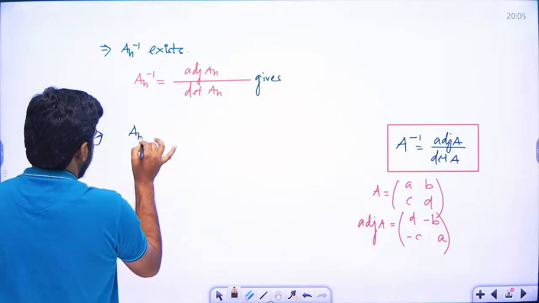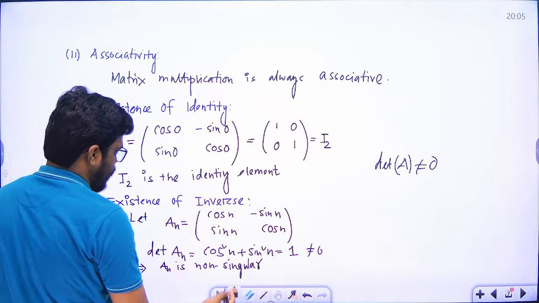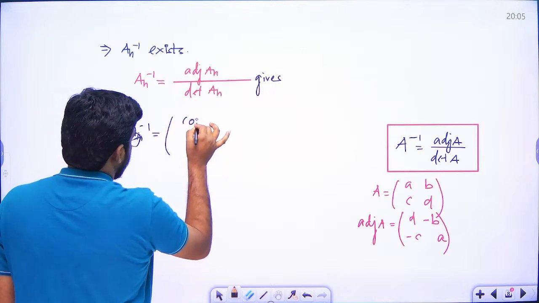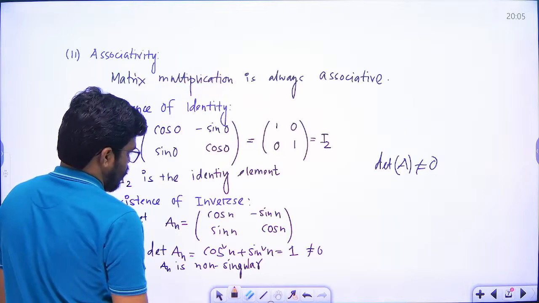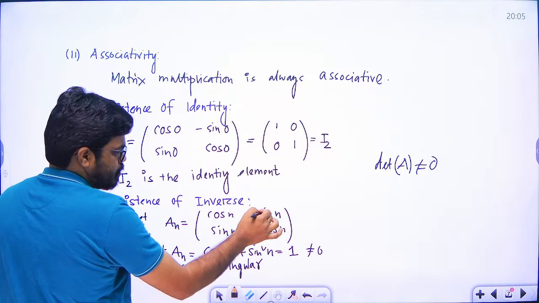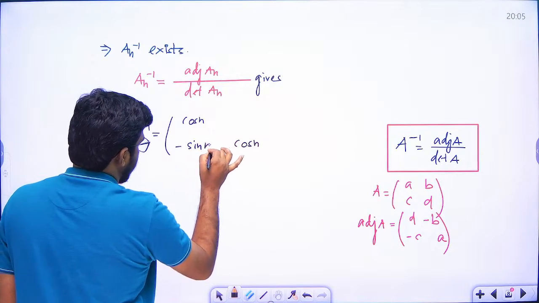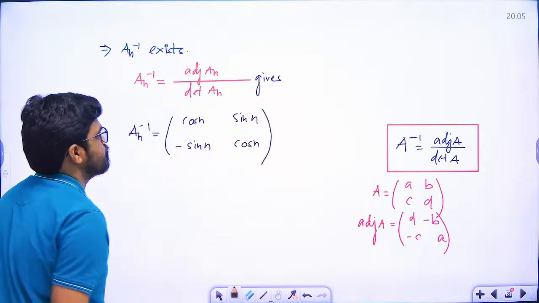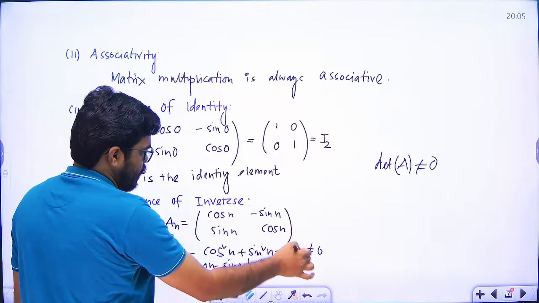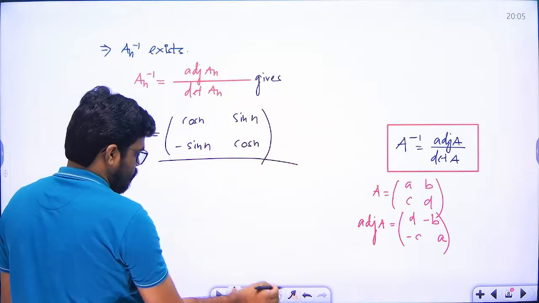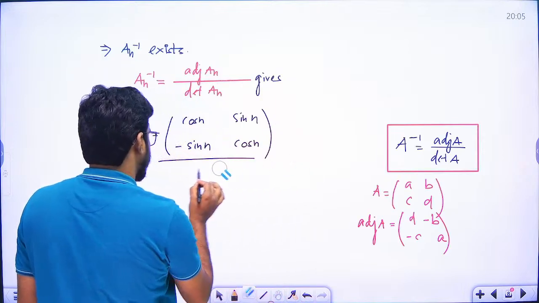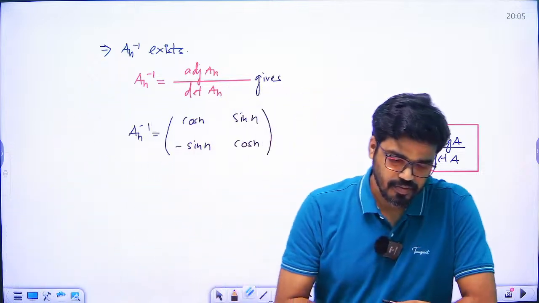What is A n inverse? Adjoint A n. So interchange these two, so this will be cos n, and this position stays fixed, just multiplied by a minus sign. So minus sin n becomes plus sin n and plus sin n becomes minus sin n, divided by determinant A n. Determinant A n is 1, so ultimately we get A n inverse as this.